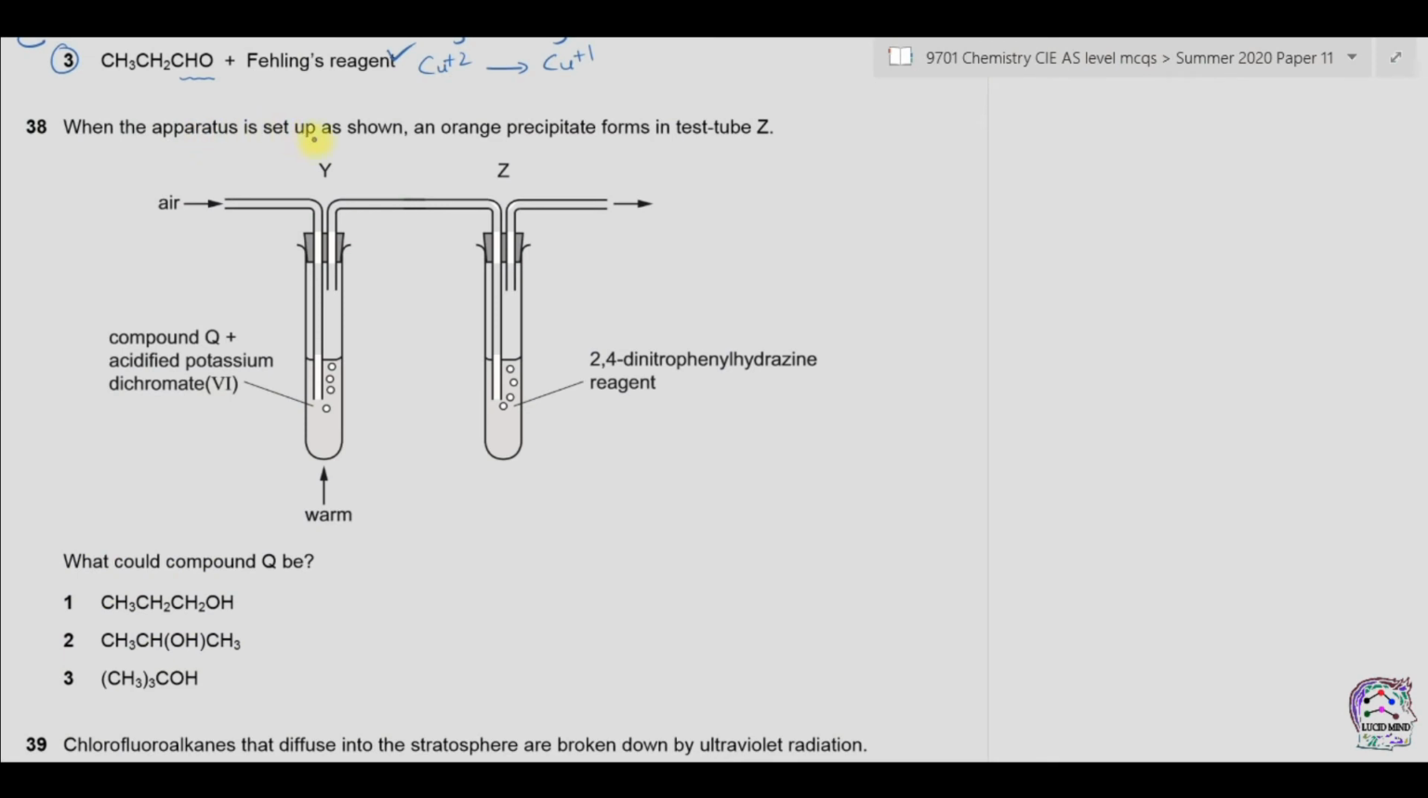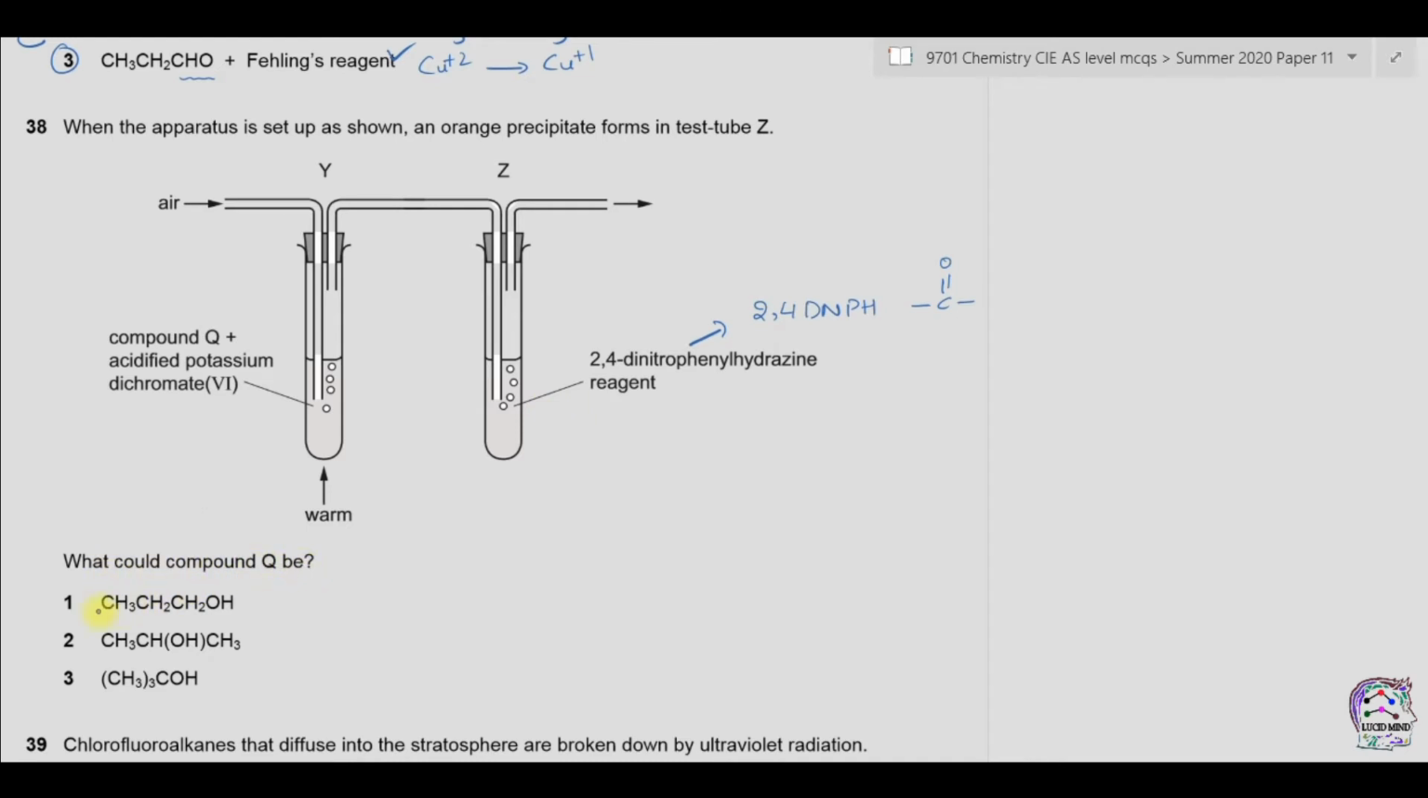Question 38. When the apparatus is set up as shown, an orange precipitate forms in test tube Z. So we have two different test tubes. In first test tube we have acidified potassium dichromate, which is a powerful oxidizing agent. In second test tube we have 2,4-dinitrophenylhydrazine or 2,4-DNPH. And we know that 2,4-DNPH gives positive result with carbonyl carbon of aldehyde and of ketone.